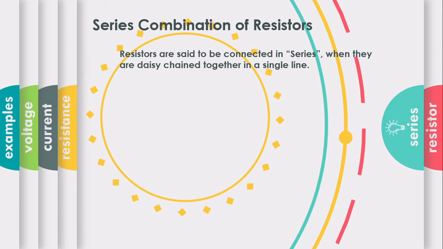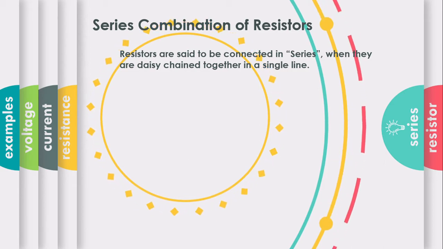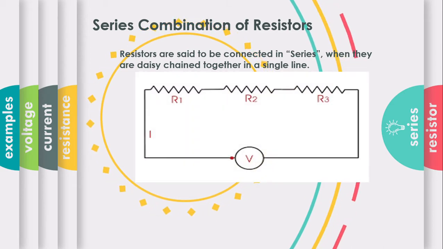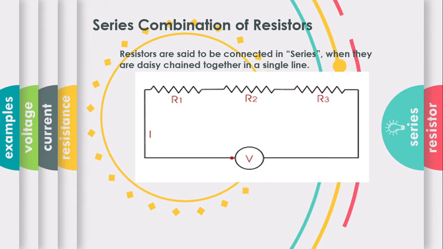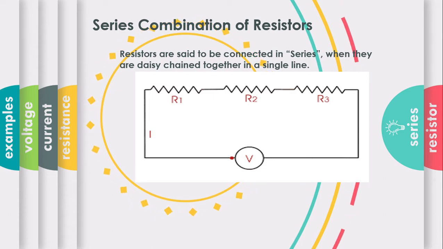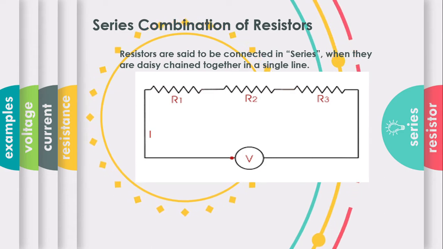Resistors are said to be connected in series when they are daisy chained together in a single line. Since all the current flowing through the first resistor has no other way to go, it must also pass to the second resistor and the third, and so on.